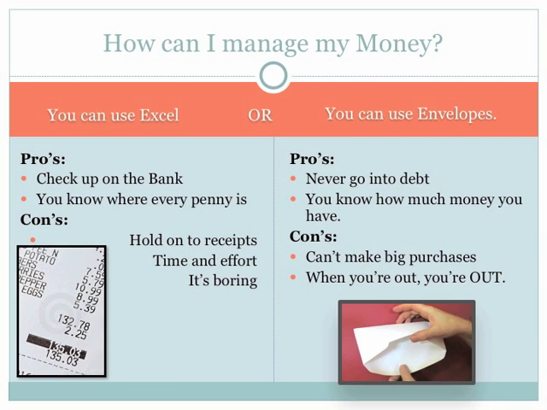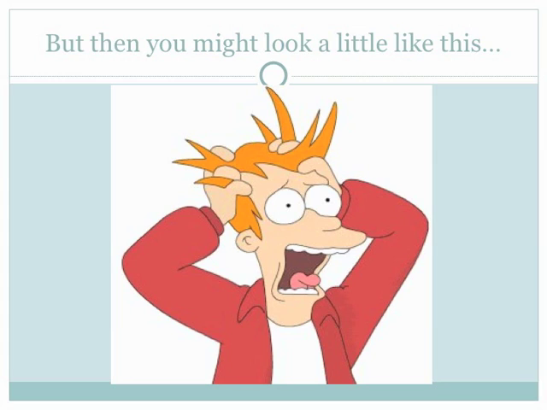Well, here's two methods. You can use Excel or you can use envelopes. If you use Excel, it takes a lot of work on your part. You would have to keep and record all of your receipts by manually typing in the category, date, the item, and whether it was an expense or income. If you use envelopes, it's only based on cash. You would categorize your envelopes such as dining out or groceries, but it's really not practical for most people. So you could use either of these methods, but then you would look a little bit like this guy.